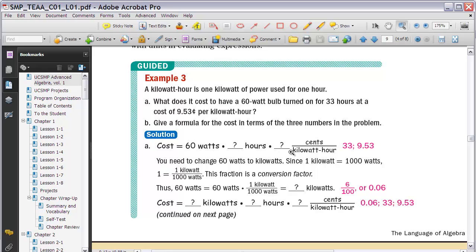So I'm plugging those values in. So you need to change 60 watts to kilowatts. Since one kilowatt would be equal to 1,000 watts, we can say 1 is equal to 1 over 1,000. This is the fraction for a conversion factor. Okay? So here's what we have then. 60 times 1 over 1,000, that would be equal to 6 over 100, or 0.06. Now if we figure out our cost, then it's going to be 0.06 times 33 times 9.53.